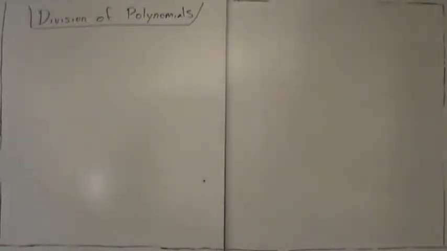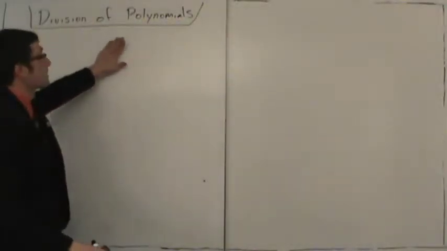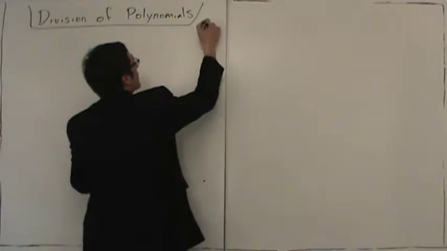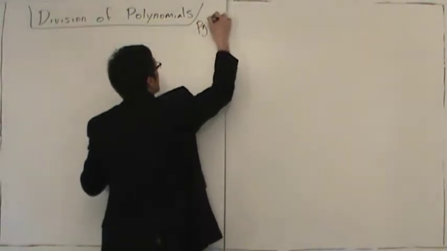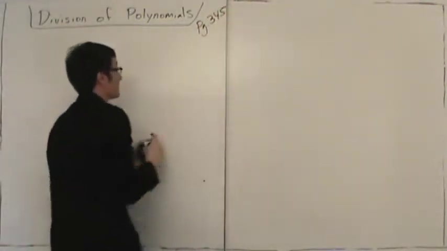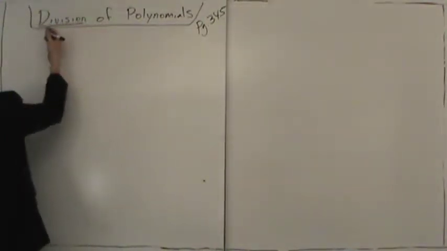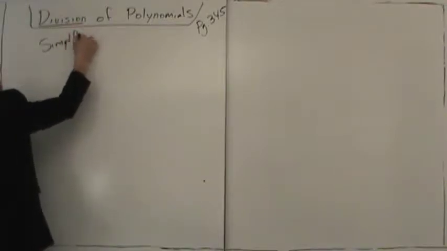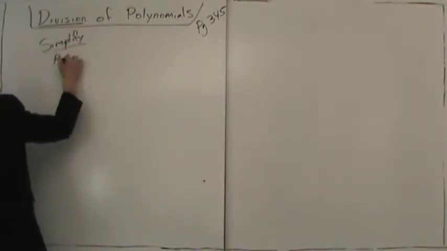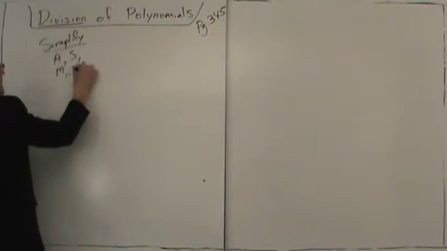All right, welcome back. This is our final lesson on division of polynomials, and I'm reminding you that we are on page 345 of the textbook. Also, remember that division is one branch of simplify. Remember that simplify means to what? Simplify means to add, subtract, multiply, and divide.